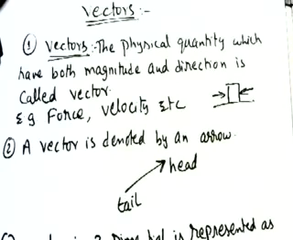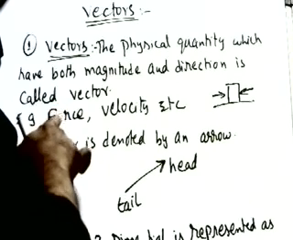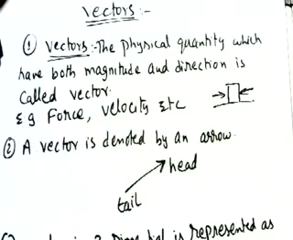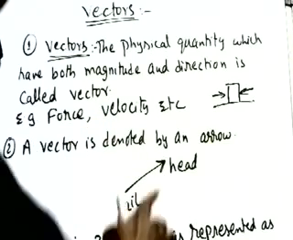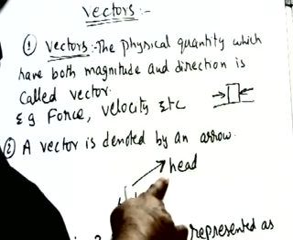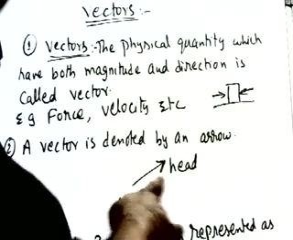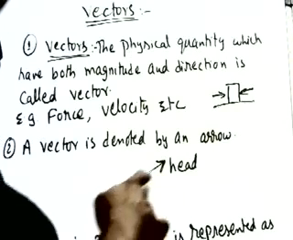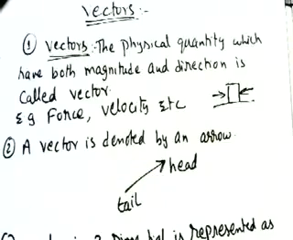So such quantities which need both magnitude and direction are called vectors. Examples are force, velocity, etc. A vector is denoted by an arrow. The arrowhead gives the direction. This is called the tail of the vector. This is called the head of the vector.